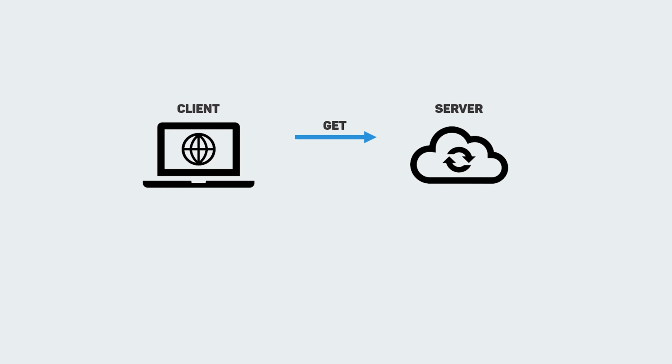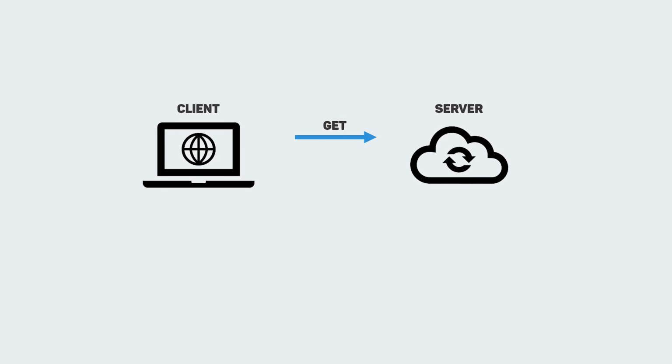Most applications today follow this architecture. There's a client and a server. You as the user interact with the client. Say you're on a website and you want to navigate to a new page. You click on the new page and now you want to retrieve the information for that page. So what the client does is that it sends a GET request to the server.